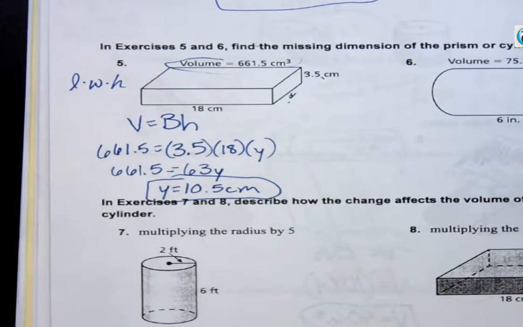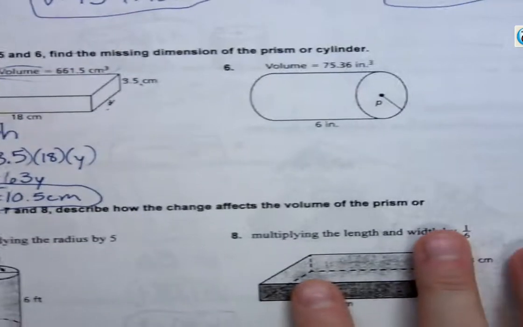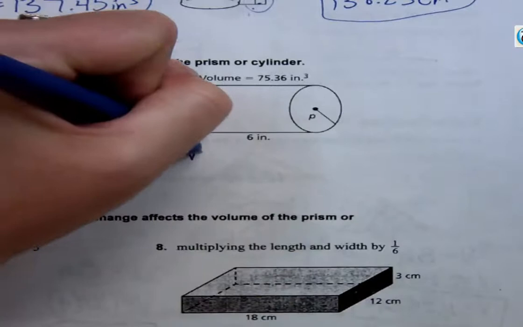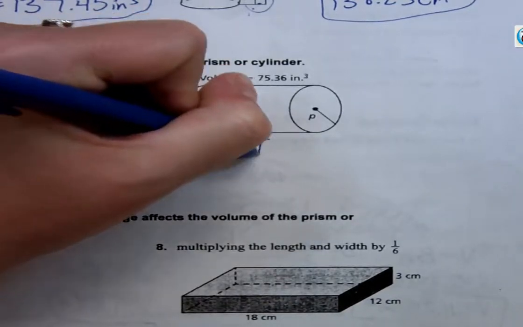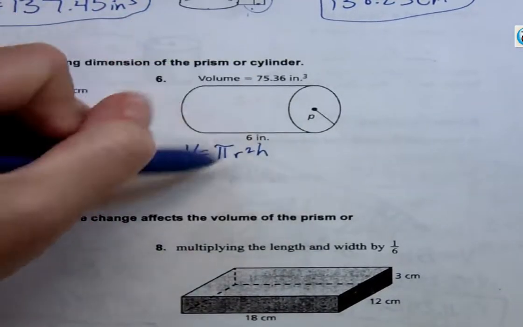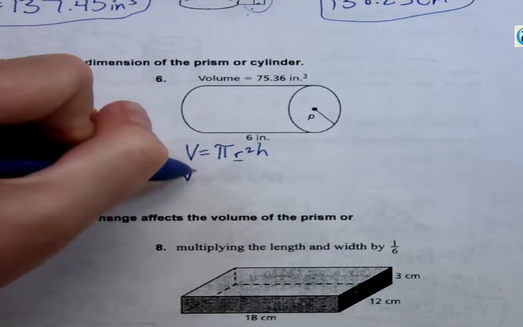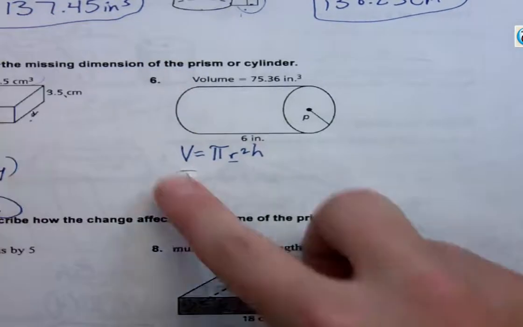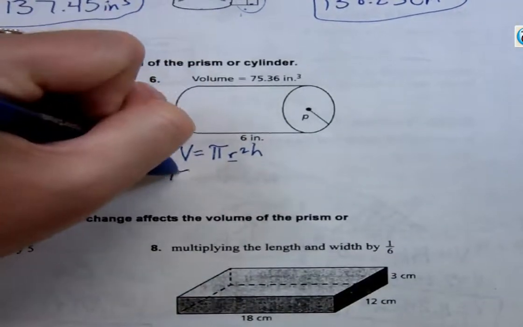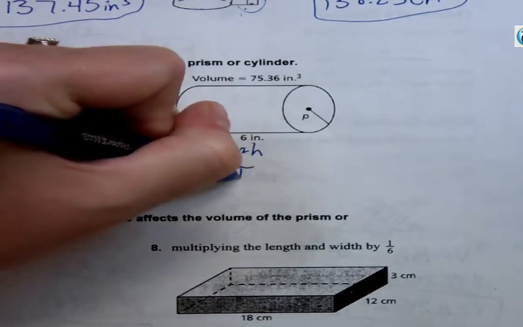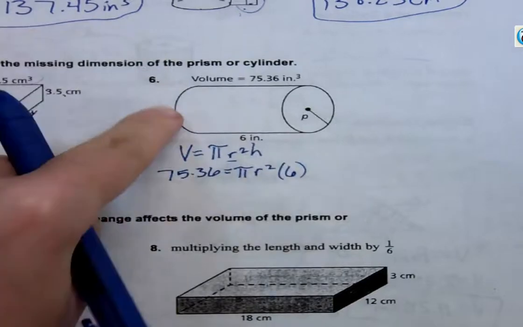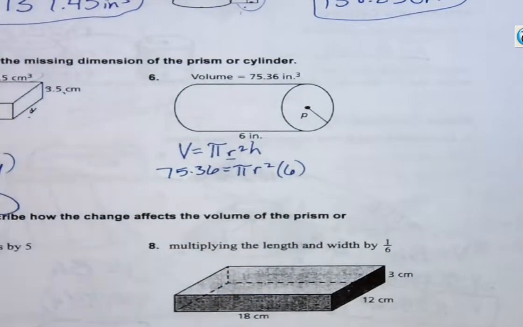Okay. So really the key to this is just plugging in everything you know and then solving for the variable that you don't know. Okay. Same idea, except we're using the other formula. Volume equals pi r squared h. So what do we not have? We don't have the r. So we can plug in our volume. Volume is 75.36 times pi times the radius squared, which we don't know, times the height, which is 6, because that's how far apart the circles are.